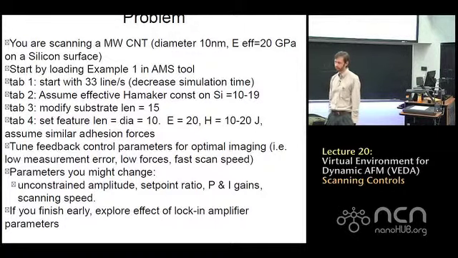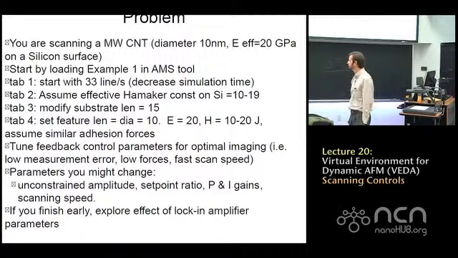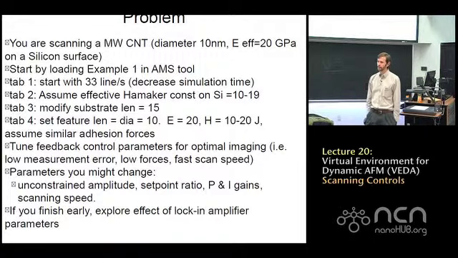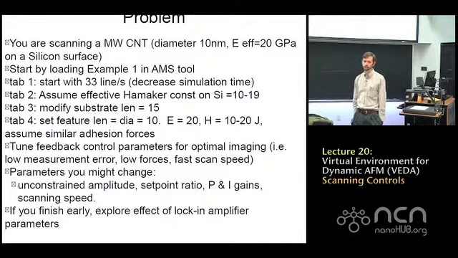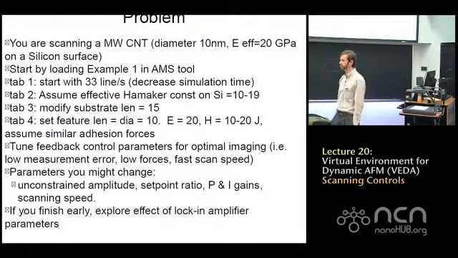and if it's not good, you know which parameter to change in which direction. So for example, if you go in and you do your experiment, and you do an approach retract curve, and you see that you have a very large bistable region, one thing that you can do to reduce that size of the bistable region is to increase your unconstrained amplitude. So if you go to a larger amplitude, you're reducing the effect of those attractive forces.